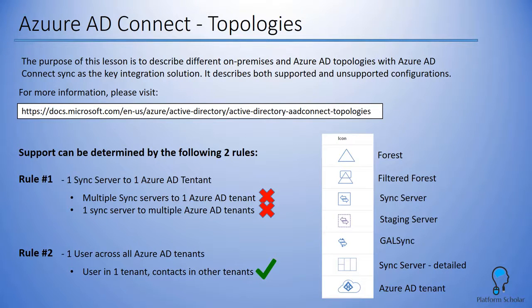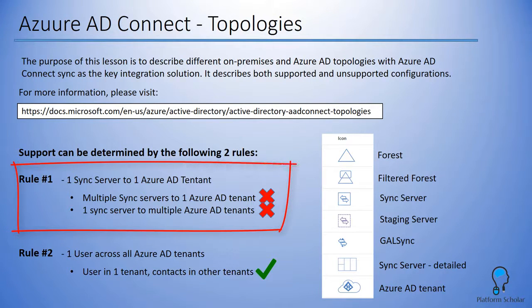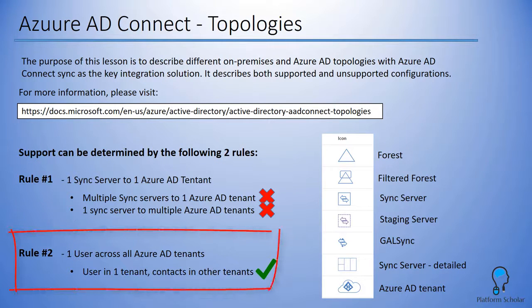Okay, so when we talk about supporting multiple forests and domains with Azure AD Connect, there's really only two rules that we need to keep in mind. Rule number one, you can only have one Azure AD Connect installation connected to one Azure AD tenant. This means you can't have multiple sync servers writing to the same tenant, and you can't have one sync server that writes to multiple tenants. Rule number two is that you can't sync the same user to multiple Azure AD tenants. And this makes sense since users are uniquely identified by their UPNs. How would this even work?